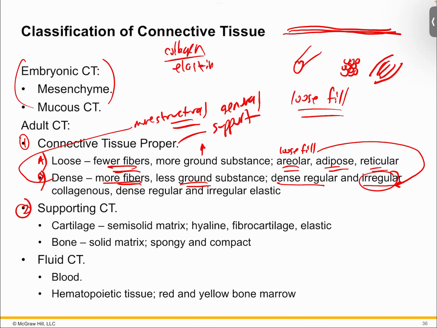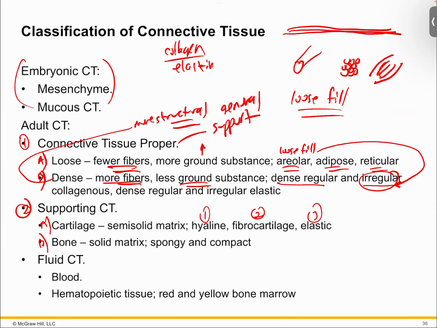Okay, the next major grouping of connective tissue is the so-called supporting connective tissue. Typically, these are very specific in terms of their main support structures. So we're talking about cartilage, which is kind of like a semi-solid matrix. There are different types of cartilage: hyaline cartilage, fibrocartilage, and elastic cartilage. We'll talk about that a little bit more down the line.